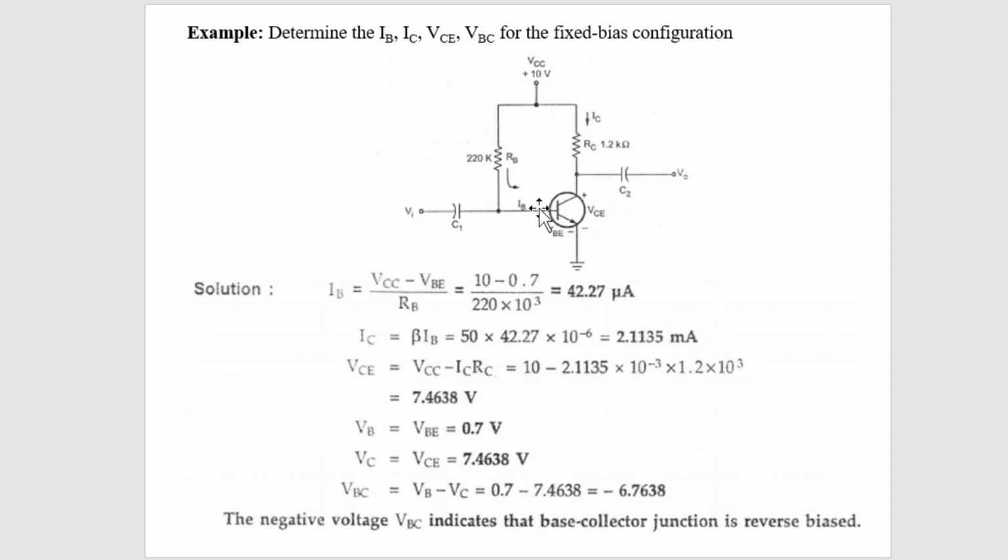If you calculate the voltage drop across base collector, that is VBC. So VBC is equal to VB minus VC. VB is known, that is 0.7 volt, and VC is equal to 7.4638 volt. If you calculate, VBC is equal to minus 6.7638 volt. That means this base collector voltage is equal to minus 6.7638 volt.